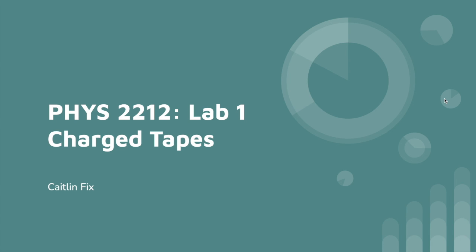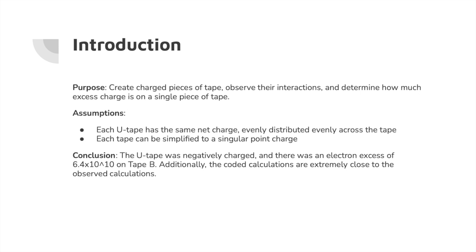My name is Caitlin Fix, and this is the first lab for Physics 2212, where we'll be analyzing charged tapes. The purpose of this experiment is to create charged pieces of tape by quickly pulling apart the U-tape from the base tape. This causes each tape to acquire an excess or deficit of electrons. From there, we will analyze the interactions between two U-tapes, and finally, estimate the excess charge on a single piece of tape.